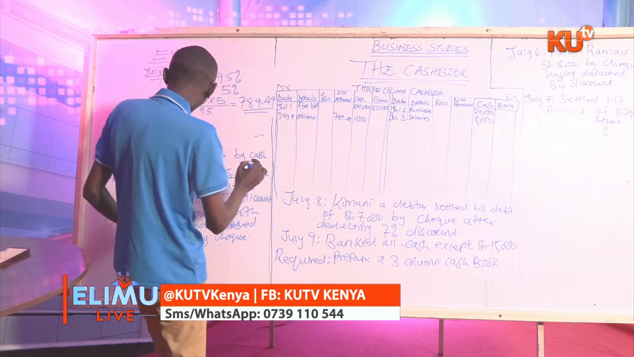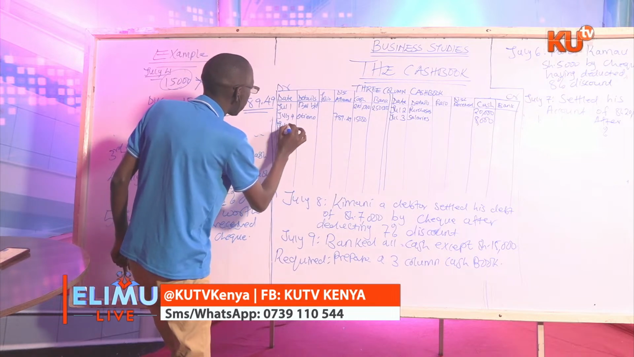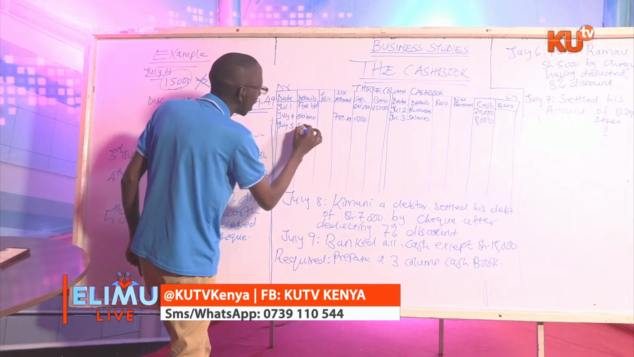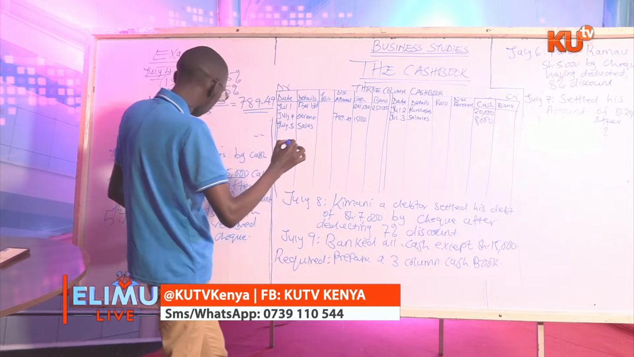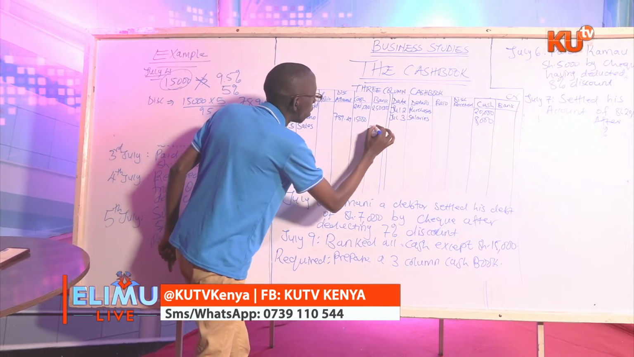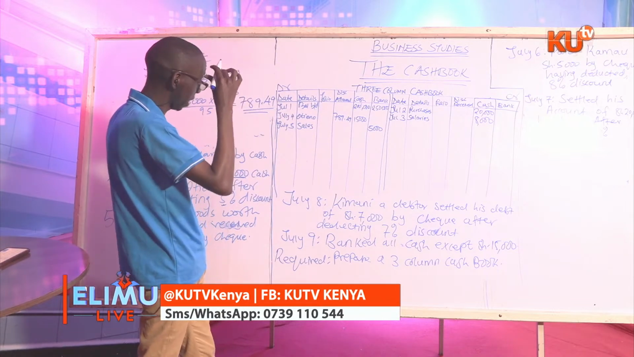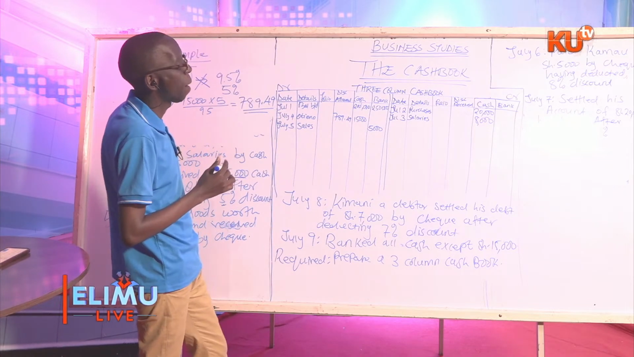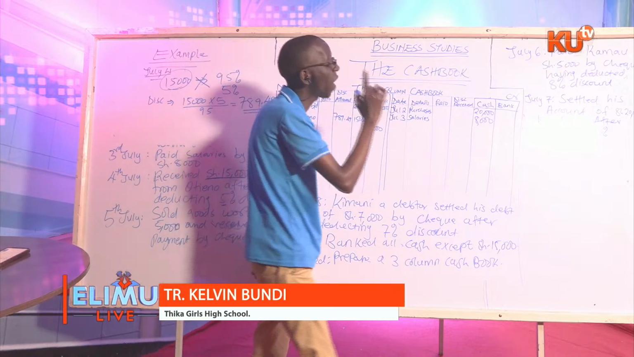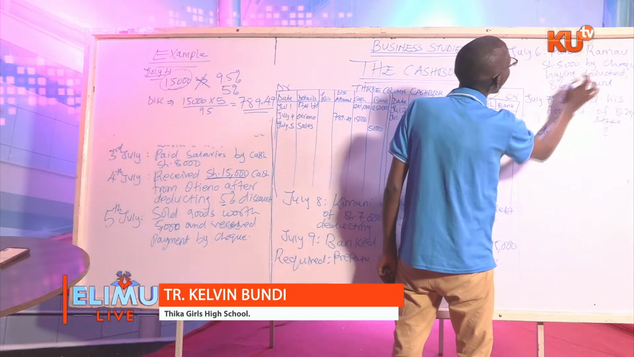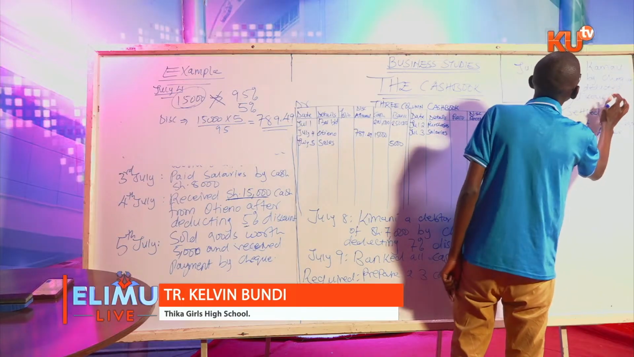So we'll come and write July 5, sales, goods worth 5,000 by check. So 5,000 by check. July 6, paid Kamau 5,000 shillings by check, having deducted 8% discount.